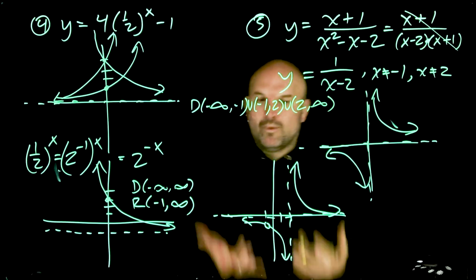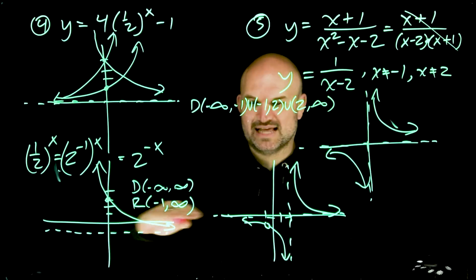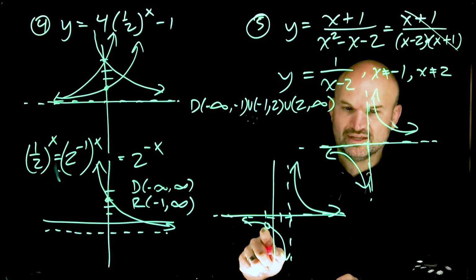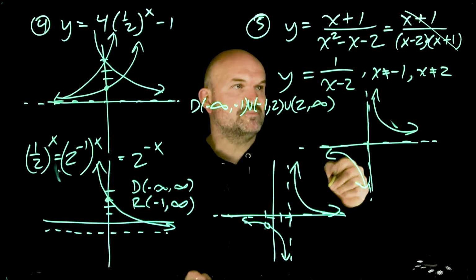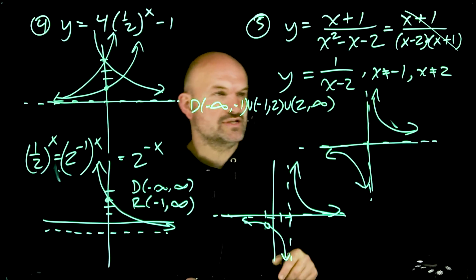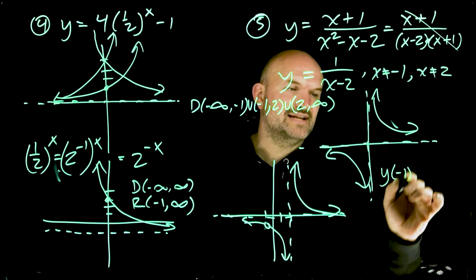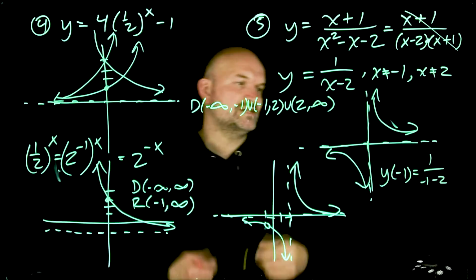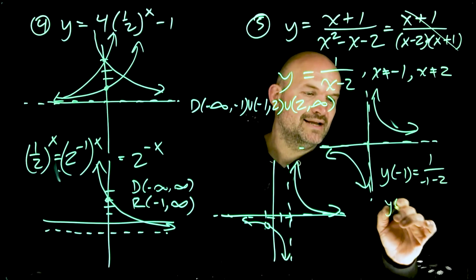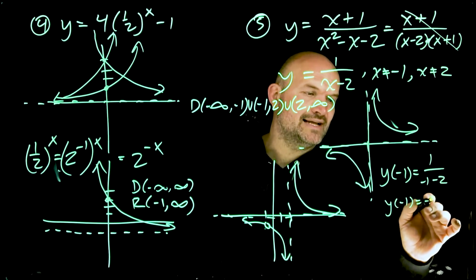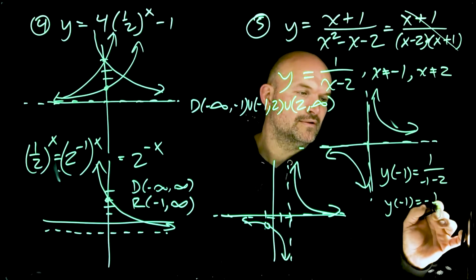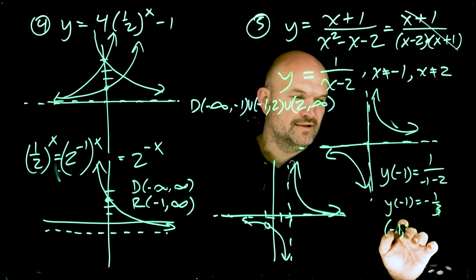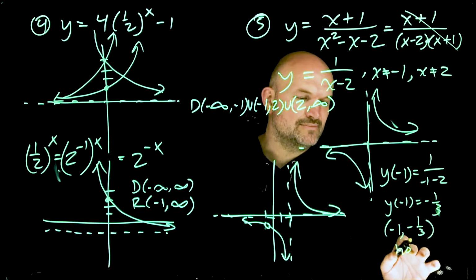All right, but what about the y values? We know the horizontal asymptote is not included in the range, but now we need to figure out what about the y value here where this hole is? So all you need to do is plug in the x value of your hole into your simplified equation. So if I take y of -1 and plug it in, -1 minus 2 is -3. So y of -1 is equal to -1/3. So this is the coordinate point, this is my hole: (-1, -1/3). That is going to be my hole.